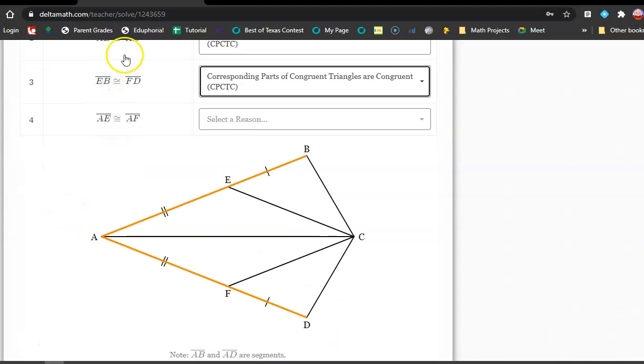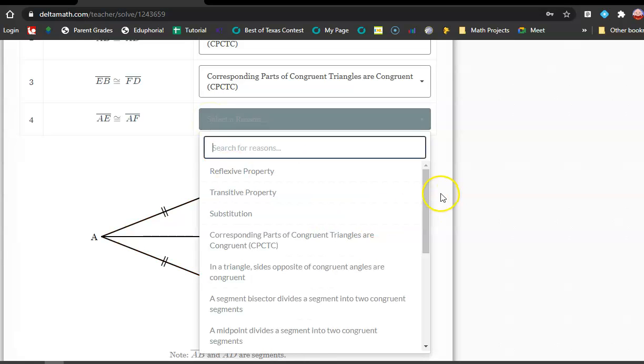And so now, if I said that those segments are congruent, AB and AD, and EB is congruent to FD, well, if I just subtract those two little segments from the big segments, I'll be left with AE and AF. All right, so we're just going to subtract those out. Let's see, what do we got here?